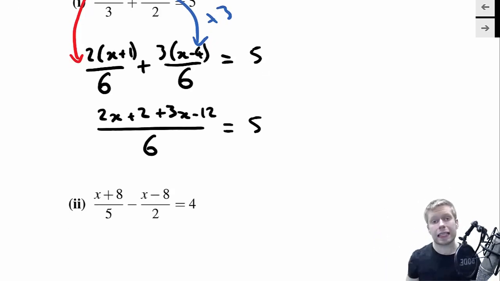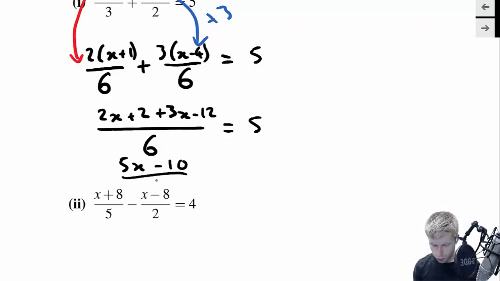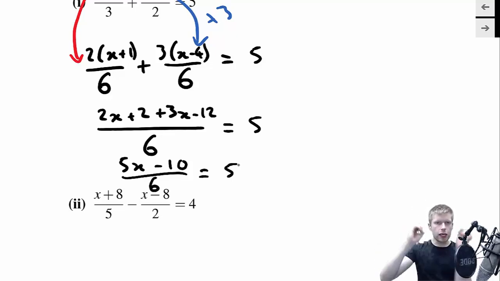So after a bit of tidying, this is what I end up with. 2x plus 3x gives me 5x. And 2 take away 12 gives me minus 10. And the denominator, I end up with 6. And that equals 5. Okay, so this is looking a little bit better in the sense it's just one fraction equals some number, but we're still not quite there.